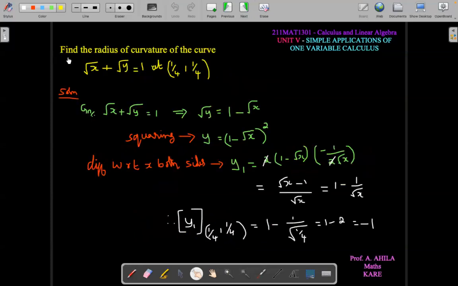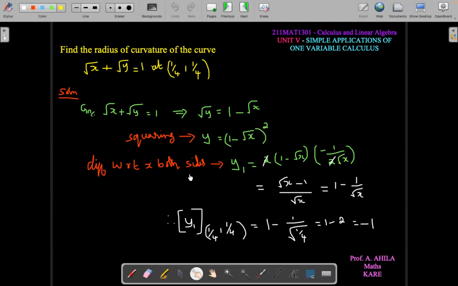Next problem: find the radius of curvature of the curve root x plus root y equal to 1 at 1 by 4, 1 by 4. This problem also we can do by implicit form, but as per our syllabus content, we solve by Cartesian form. Here root x plus root y equal to 1. Let us convert this to the normal y equal to f of x form. It is possible, no? So root y is 1 minus root x. Squaring, root y the whole square is y. Right hand side, there are two terms, so we make the whole square: (1 minus root x) the whole square.